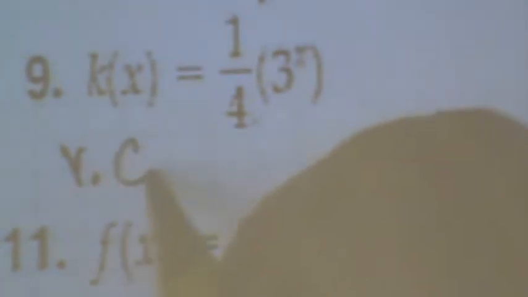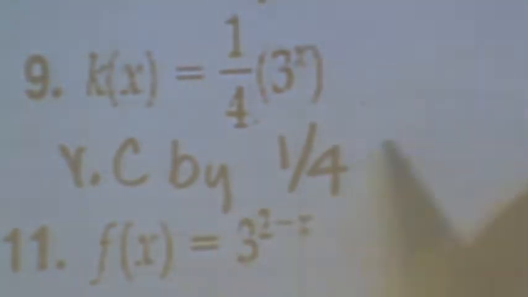Number 9 is a vertical compression by 1/4. The next one, this says 0.4. You're going to turn this into 4/10, which is 2/5. You flip that number, and that would be a horizontal stretch by a factor of 5/2. You always flip that number.